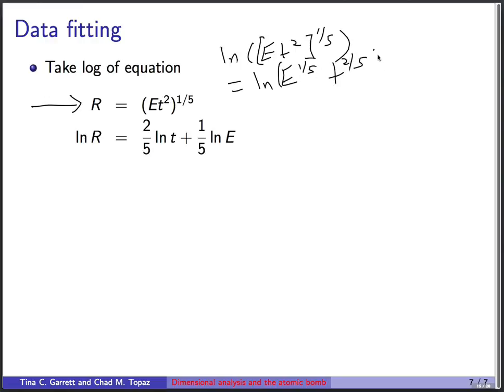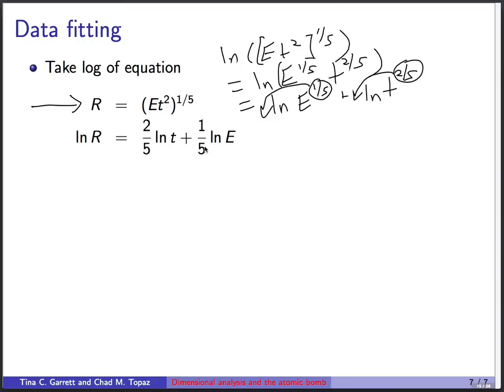And you can remember the rule of natural logs, that the log of a product is the sum of the logs. So that's the natural log of E to the 1/5 plus natural log of T to the 2/5. And then you can remember that for logs, you're allowed to bring these exponents down in front. Okay, and that's what will lead you to this expression on the right-hand side here: 2/5 ln t plus 1/5 ln E.